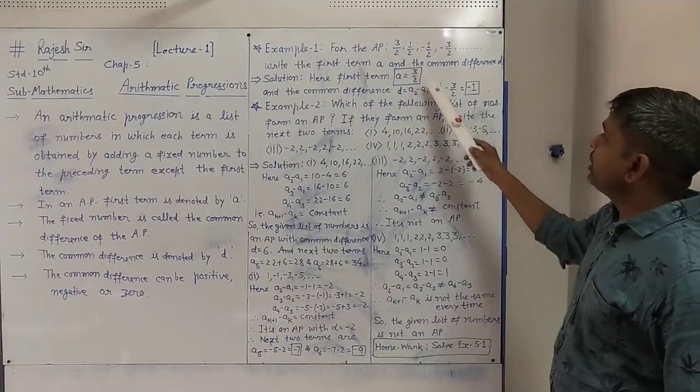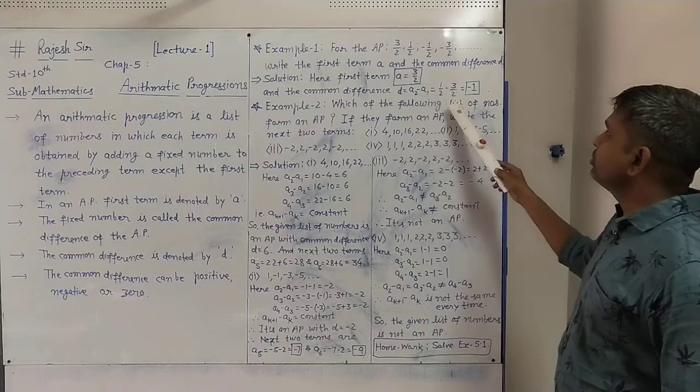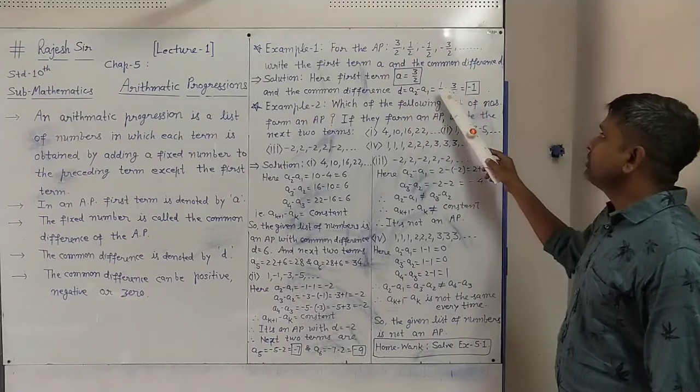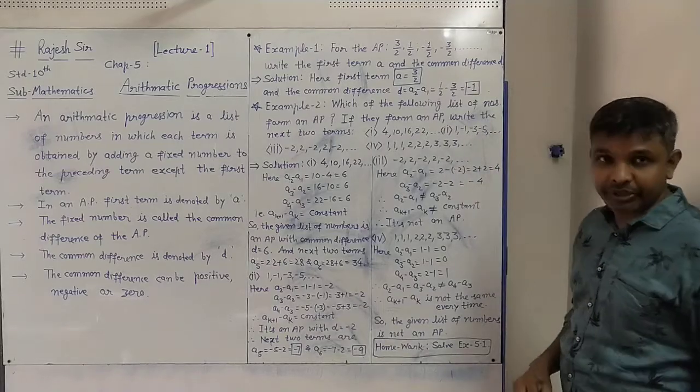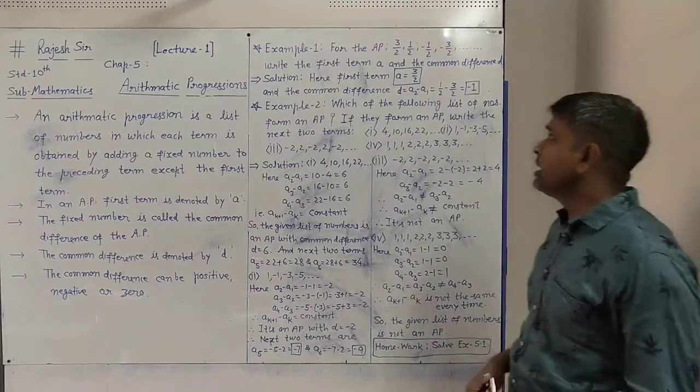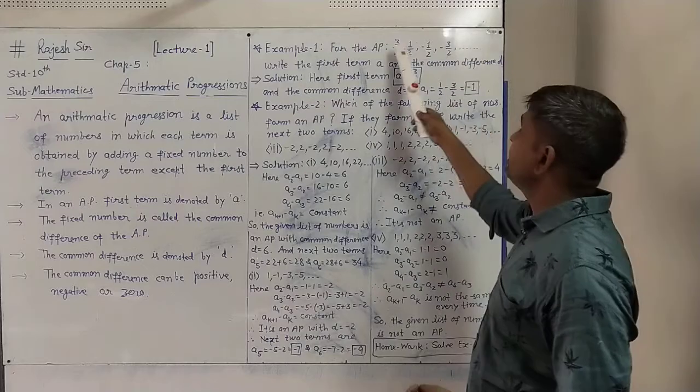a2 is 1/2 minus a1, which is 3/2. 2 is the LCM: 1 minus 3 is minus 2, divided by 2 cancels, and minus 1 is the common difference here. So this way in the example we have seen the list of numbers given in an AP.